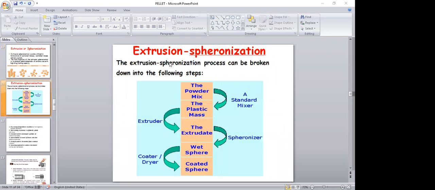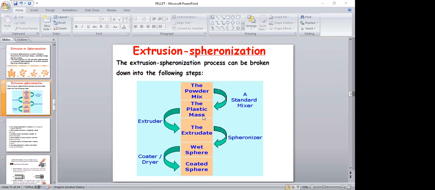So in the extrusion and spheronization process, firstly we have to form the wet mass. In that case, firstly we will take all the ingredients, that is your excipient and API, mix it well, then add a binder solution and you will get a liquid mass or wet mass.